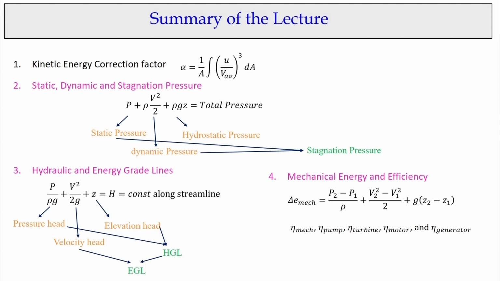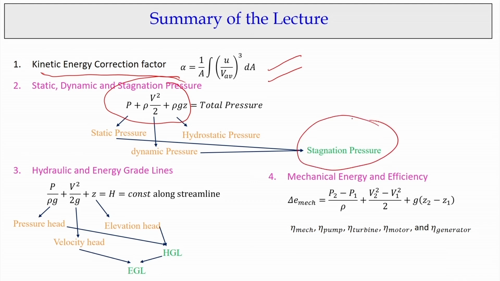And in these lectures we talked about the kinetic energy correction factor and how we need to compute it when the velocity distribution is not uniform. We also said that the Bernoulli equation can be represented in terms of static pressure, dynamic pressure and hydrostatic pressure, and two of the components can be represented as the stagnation pressure. We also discussed the hydraulic gradient line, the energy gradient line, and the mechanical energy and efficiency. With this, let us thank you all for your patience.